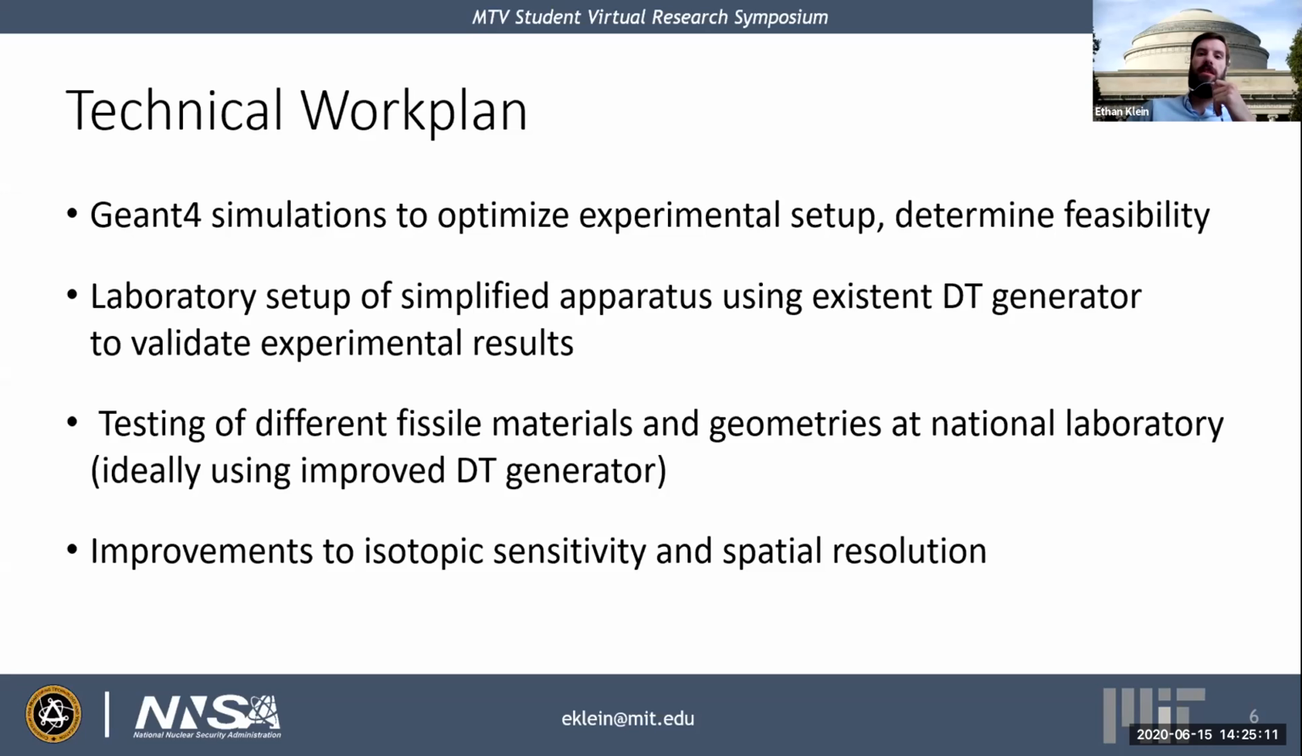Following verification in our own lab setting, we would like to test different fissile materials at a national laboratory, ideally using a DT generator that has a shorter neutron pulse time and a larger neutron flux than what we currently have. And then again, we would like to make improvements to the actual detection requirements.